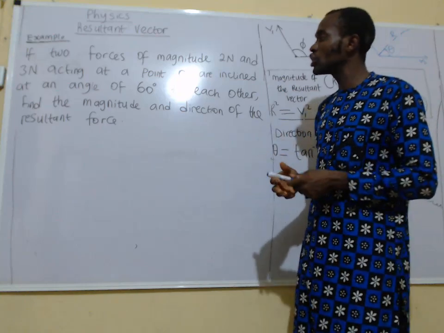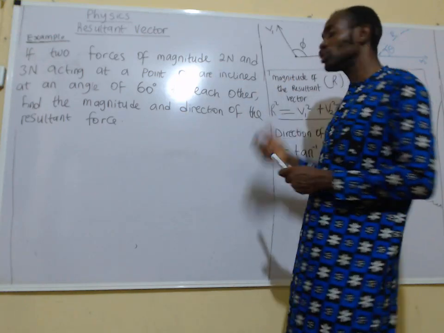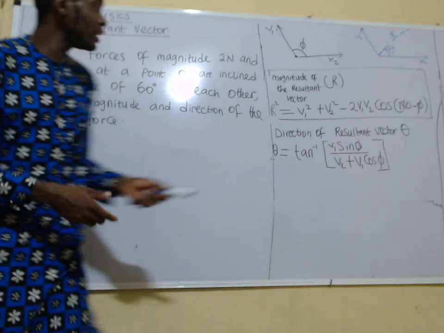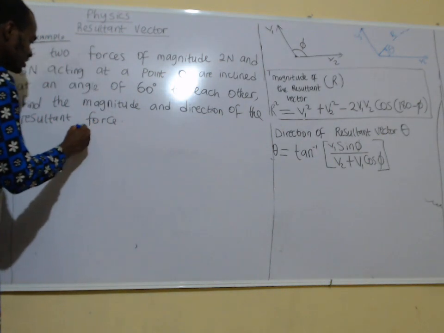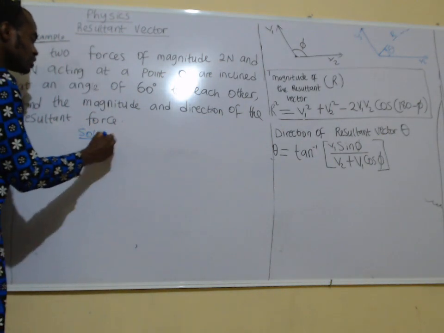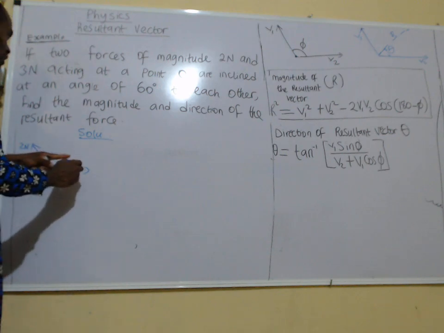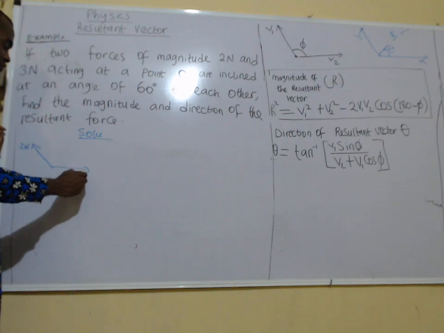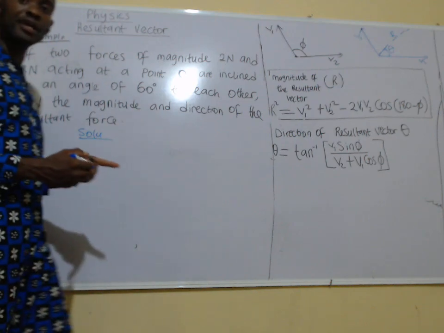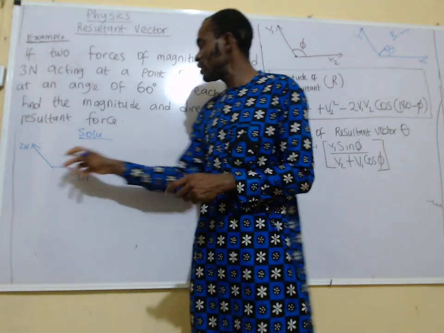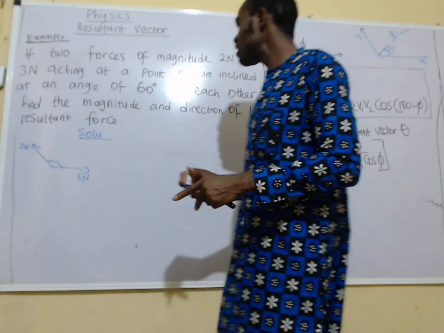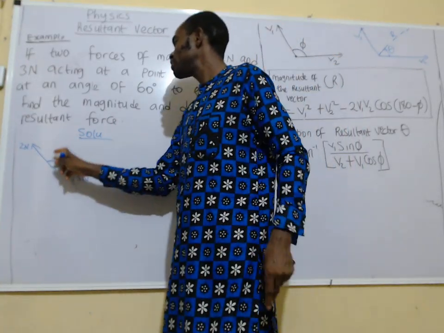Now if you choose, you can still represent it, or you can just quickly run to the formula and get your answer. But if you represent it, it will be something of this nature. This vector is for the first vector 2N, and the other vector is 3N. The vectors we are dealing with here are forces, and the angle between them is 60 degrees.